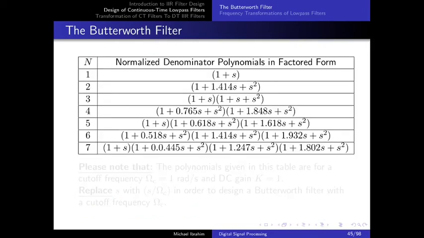Generally speaking, Butterworth filters have a standard transfer function. All first order Butterworth filters have a denominator polynomial of the form 1 plus s. All second order Butterworth filters have a denominator polynomial of the form 1 plus 1.414s plus s squared, and so on. So this table provides what's called the prototype Butterworth filter.